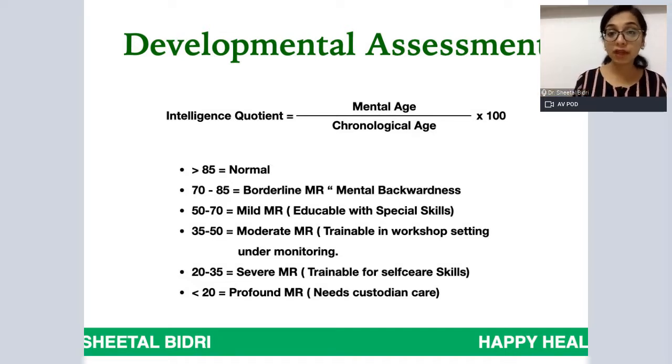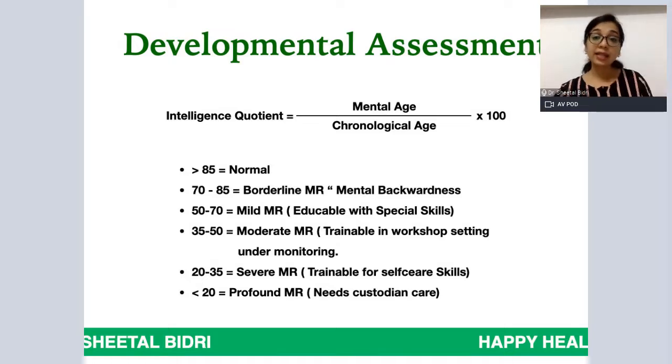At 20 to 35 IQ, they can be trainable only for self-care, but they still need some help from the outside. And below 20 IQ, there is profound mental retardation and they need custodial care. So these things all help us to see where the child lies. Even when we start treatment, if there is any progress in the IQ, it becomes very important. If we analyze the case and know what is normal and what is deviated from the normal, it becomes easier for us to prescribe and educate the parent.